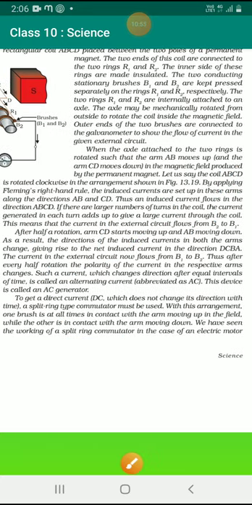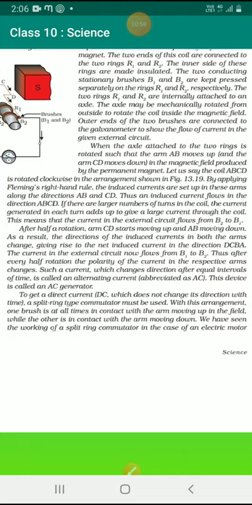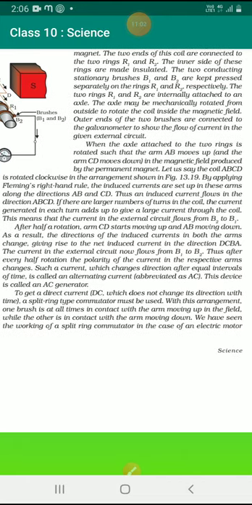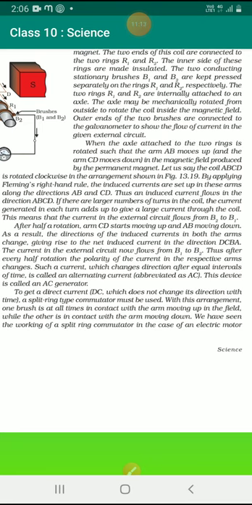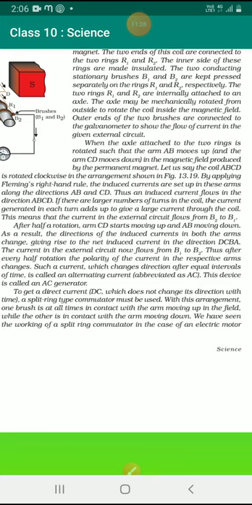So look at it. It rotated clockwise in the arrangement as shown in the figure. And then, considering Fleming's right hand rule here, the induced currents are set up in these arms along the direction of AB and CD, thus the induced current flows in the direction of ABCD. If there are a large number of turns in the coil, the current generated in each turn adds up to give a large current through the coil. This means that the current in the external circuit flows from B2 to B1.